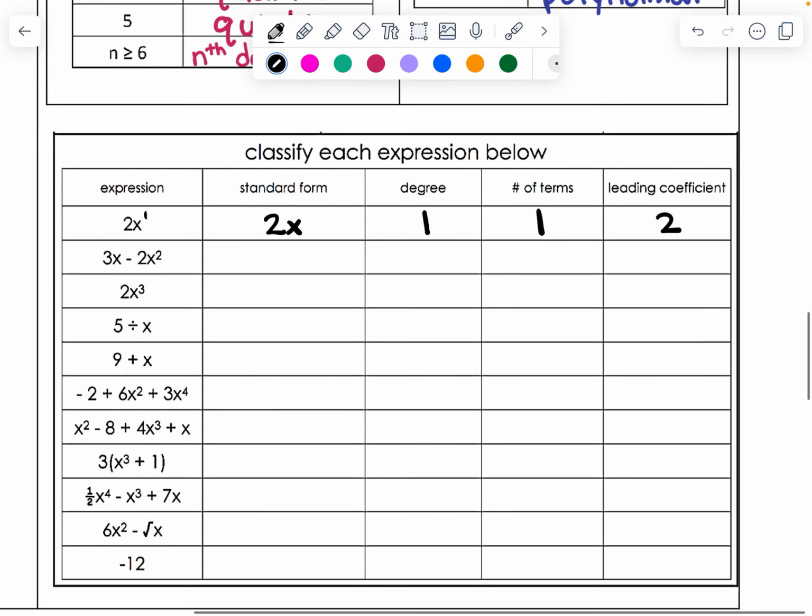Moving on to the next expression, 3x minus 2x squared. We need to put this one in standard form, so I have to rearrange it so the highest exponent goes first. In standard form, this would be negative 2x squared plus 3x, because it's a positive 3, and you have to separate them with a plus or minus sign. The degree, which is the highest exponent, is 2. There are 2 terms separated by a plus or minus sign, and the leading coefficient would be negative 2, because that's the coefficient of x squared.